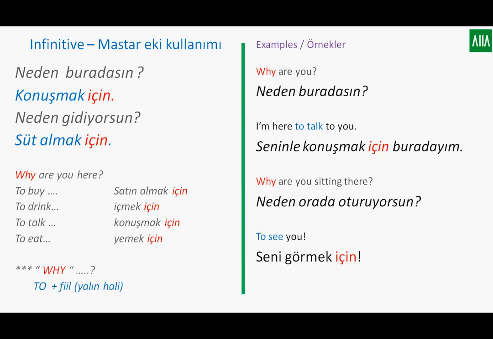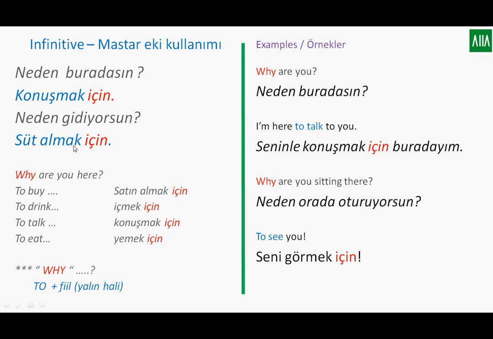Okay, so we will use these forms all the time to describe the infinitive forms in Turkish. For example, neden gidiyorsun? Why are you going? Or you can say why are you leaving? And the answer is to buy milk. Süt almak için.